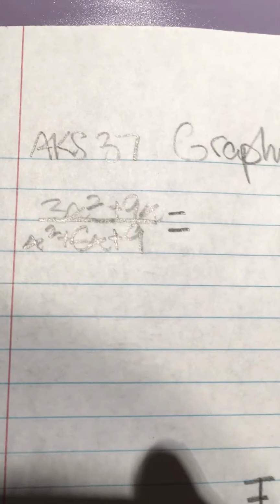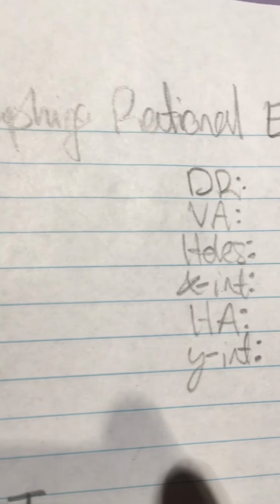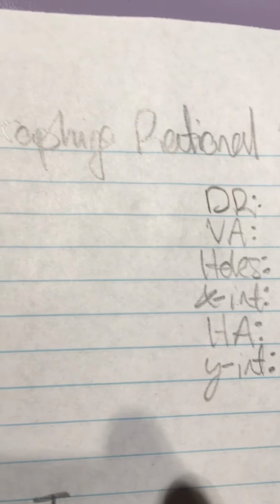So we have this equation here, 3x squared plus 9x over x squared plus 6x plus 9. What we're going to do is factor each top and bottom, the numerator and the denominator. So 3x squared plus 9x would be factored as 3x, parentheses, x plus 3.